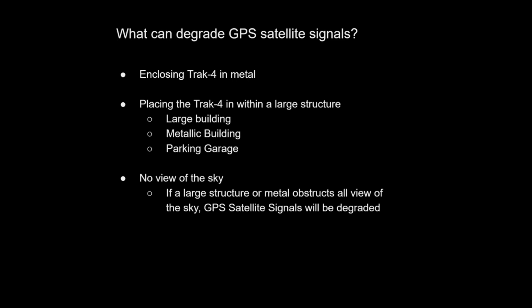So we want to do whatever we can to make sure that your Trak-4 has at least a partial view of the sky so that it may receive a GPS satellite signal. If you see the Trak-4 going into cell trilateration mode, it can mean the Trak-4 does not have a clear enough view of the sky, there may be too much metal covering the Trak-4, or the top of the Trak-4 might be obstructed. It is normal to temporarily lose GPS signal when entering large structures, such as parking garages, large buildings, etc.